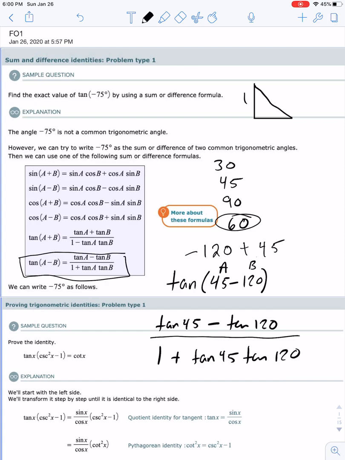Well, tangent 45, we're going to use our 45, 45, 90 triangle. So we know that that has sides of 1, 1, and square root of 2. Tangent is opposite over adjacent. So tangent of 45 is 1.